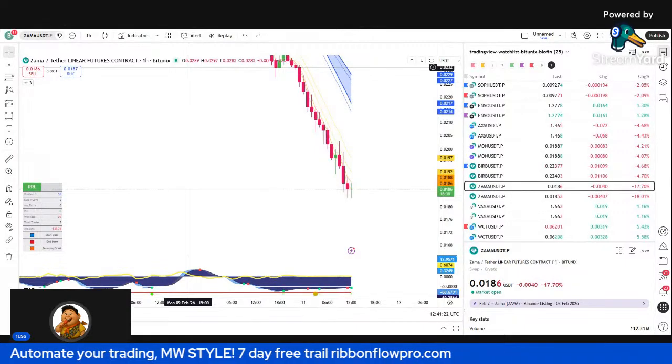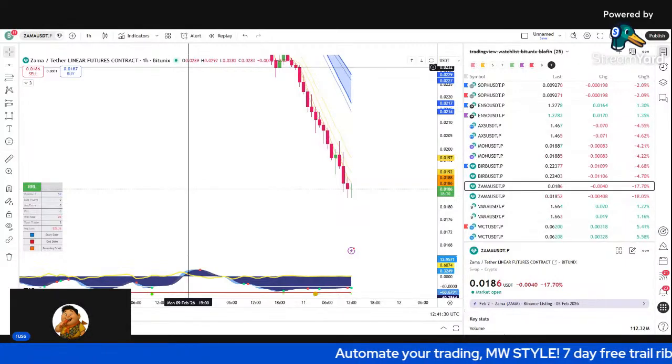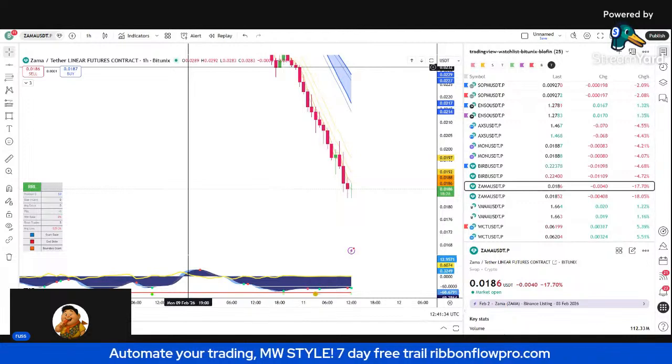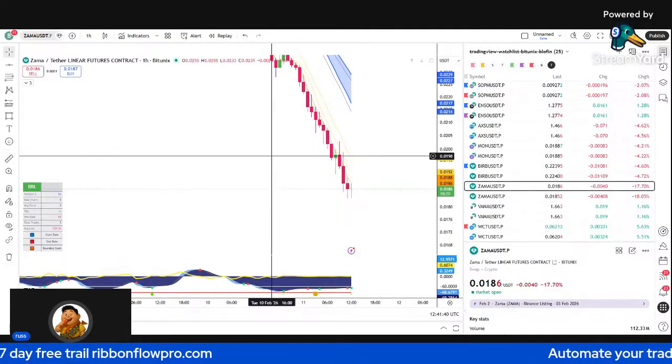Zama protocol is not a new L1 or L2, but rather a cross-chain confidentiality layer sitting on top of existing chains. Okay. Well, it's gone down a lot.